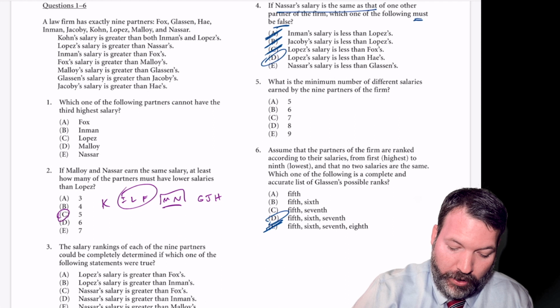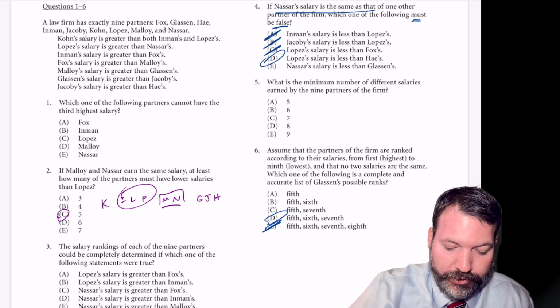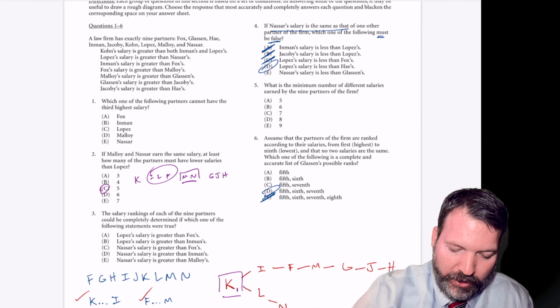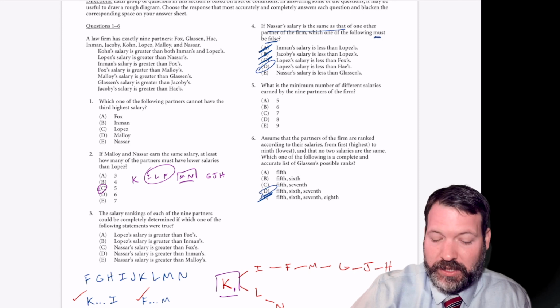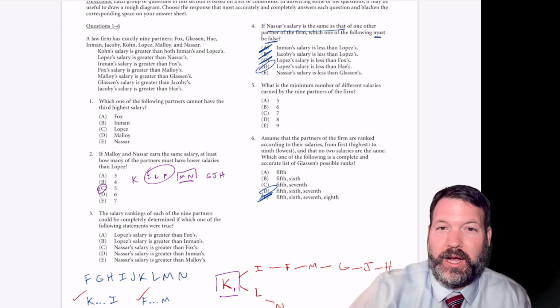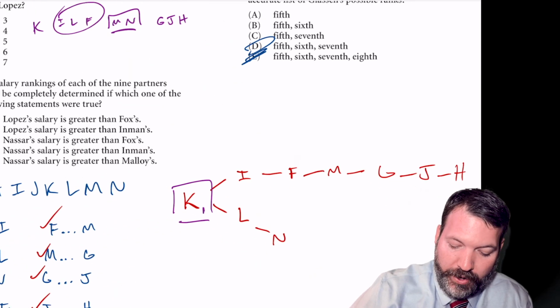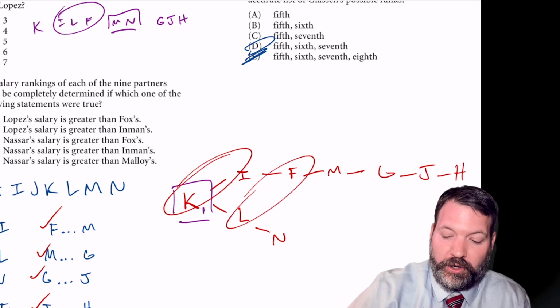Continuing on with our general questions, let's take a look at number 1. Which one of the following partners cannot have the 3rd highest salary? So some things we'll want to keep in mind here. Obviously, on several of these questions, people have had the same salary as others. So 3rd highest doesn't necessarily mean only the 3rd person. For example, you could imagine a scenario where K is 1st, I is 2nd, and then L and F both have the 3rd highest salary.